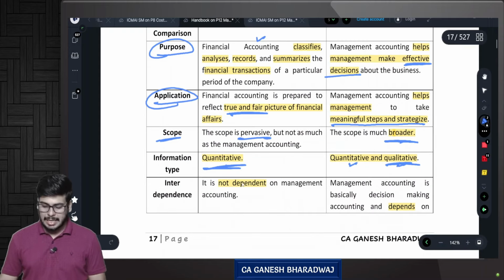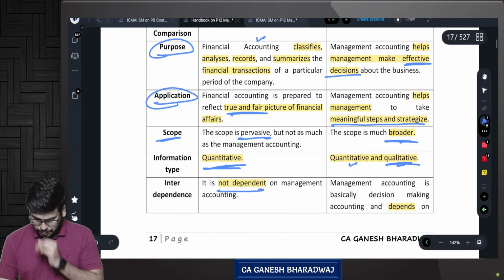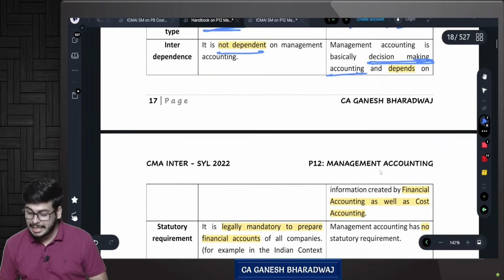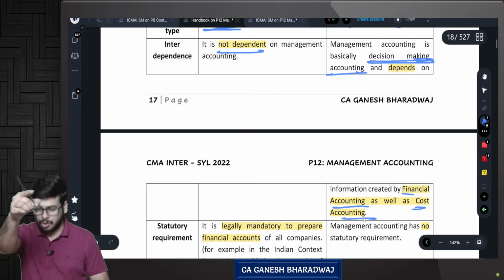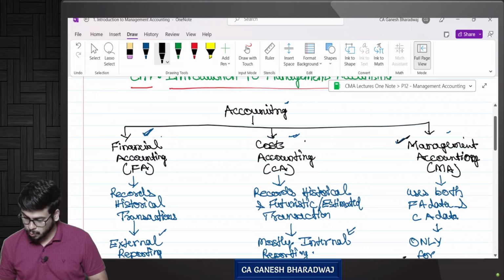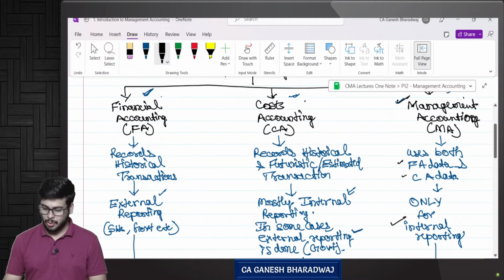Next, interdependence. Financial accounting is not dependent on management accounting, whereas management accounting is basically decision-making accounting. See, they have given the name itself. It is decision-making accounting, and it depends on the information created by financial accounting and cost accounting. I told this to you right at the beginning. Yes, it uses both the financial accounting data as well as the cost accounting data.